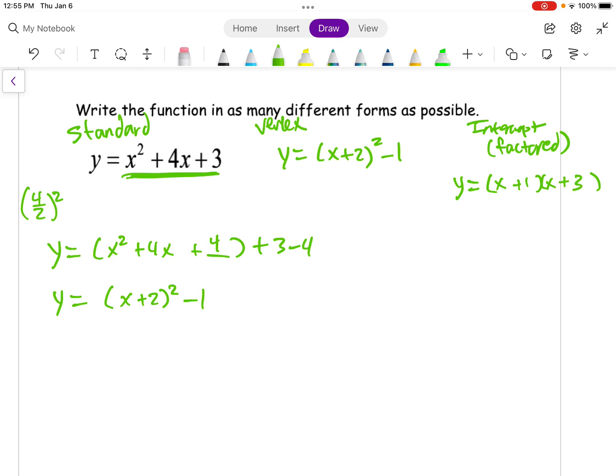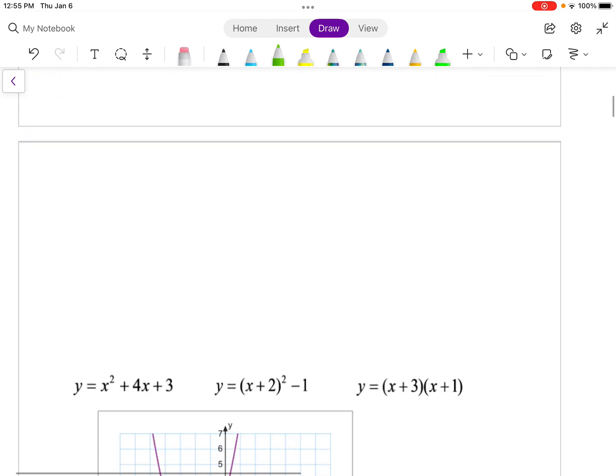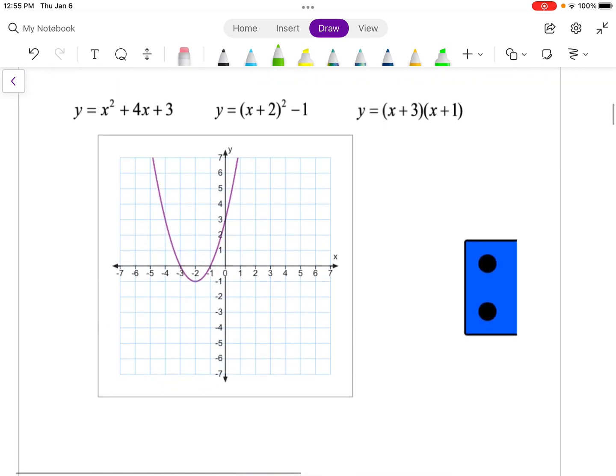So these are the three forms that you can put a quadratic function in. And each one gives us different information. So what we're focused on today is, we've done a lot with standard form. We've done a lot with vertex form. What we're going to focus on mostly is this intercept or factored form, and what information I can get off of there. So really quick, down here I have those three forms written, plus I also graphed it.